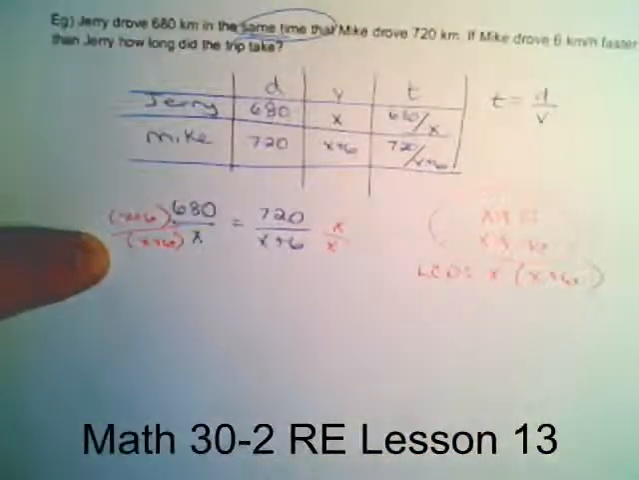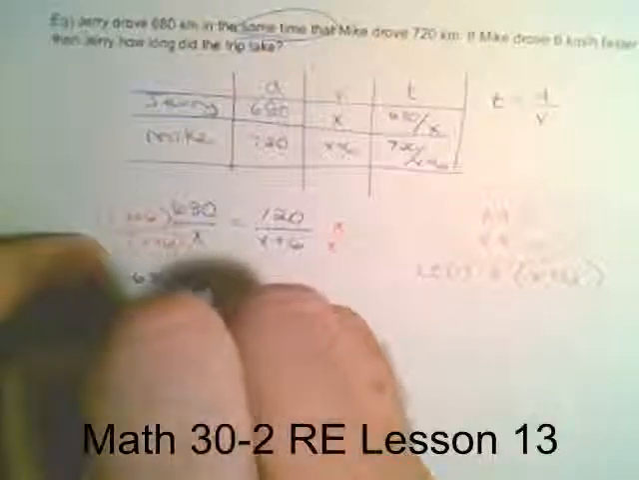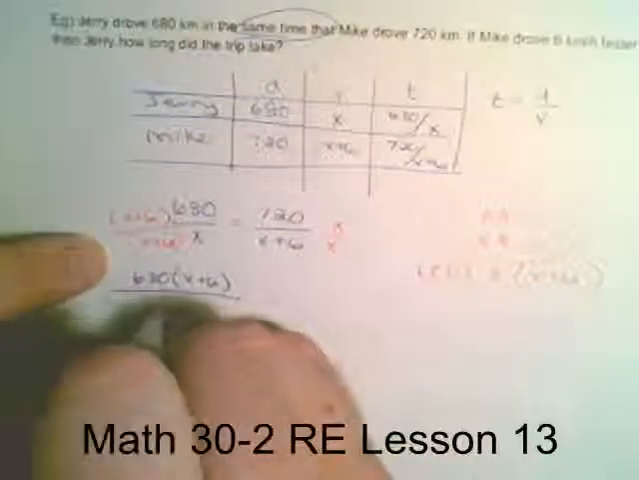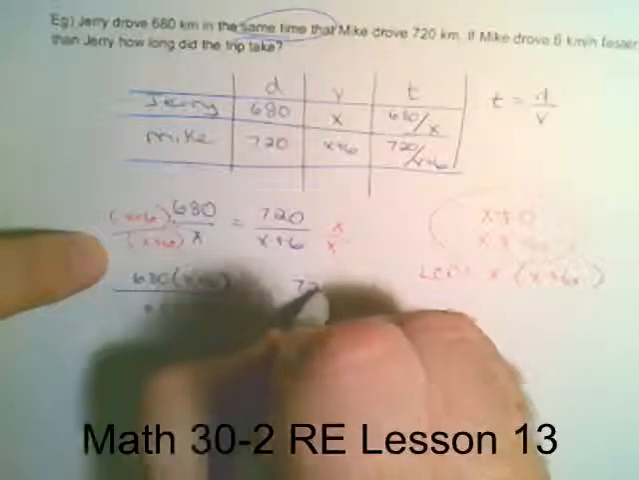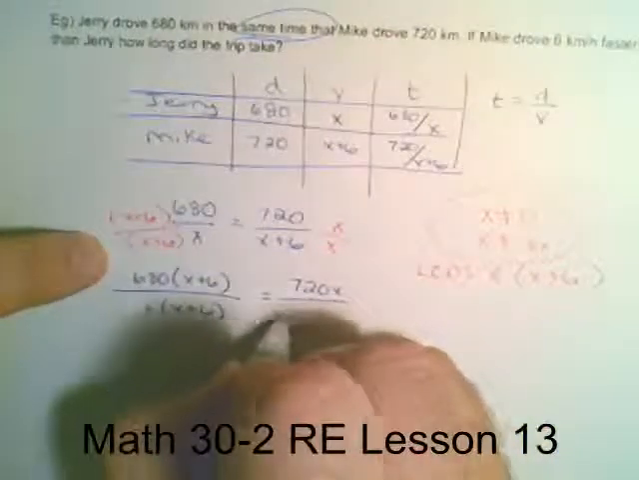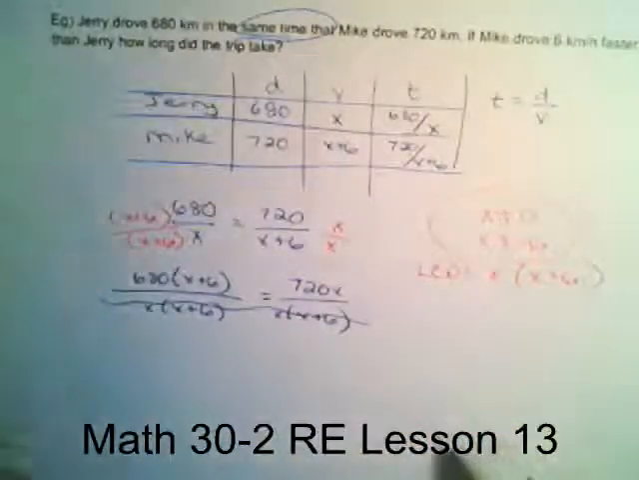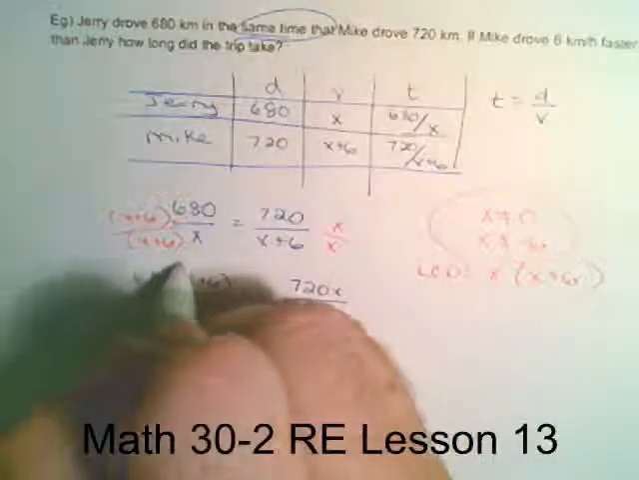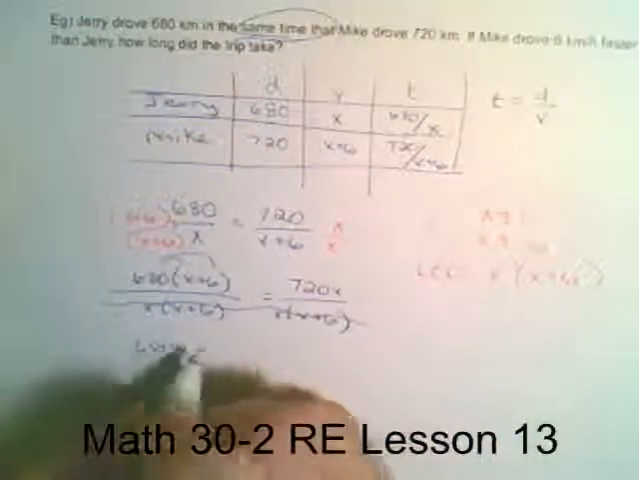There's another way too. Here I need to multiply the denominator by x. Whatever I do to the bottom, I have to do to the top. So I'm going to end up with 680 times x plus 6 over x times x plus 6 equals 720 times x over x times x plus 6. Mystical, magical, my denominators have disappeared.